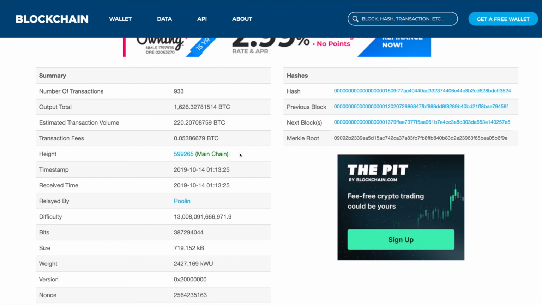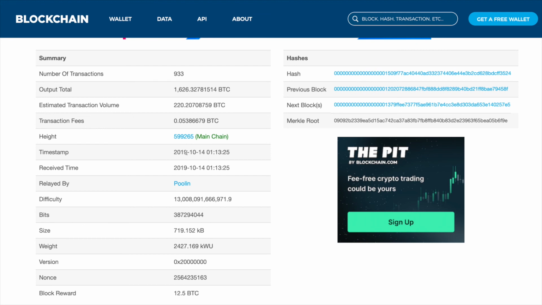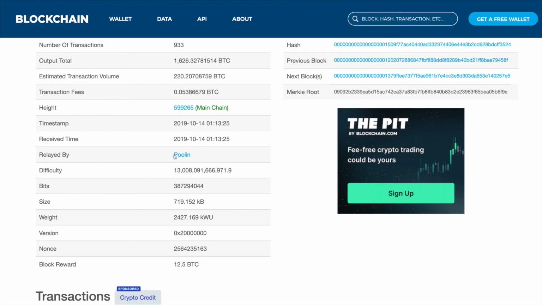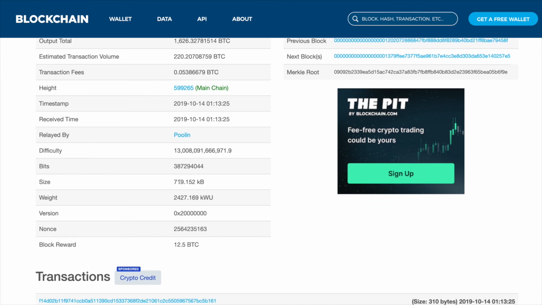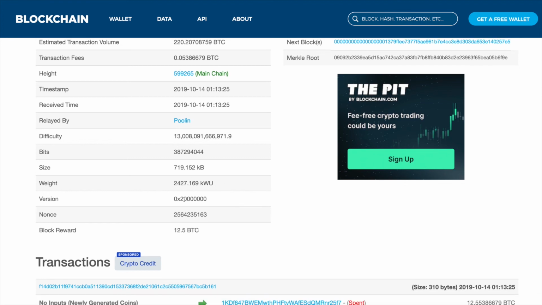There's close to 600,000. This is the timestamp, this is relayed by, and this is the difficulty and the bits. Those are the difficulty rules. This is the block size, this is the weight. So the weight limit should be 4 million weight units. So this is about 2.5 million. And the version, and nonce is the one the miner actually needs to guess in order to produce the block.